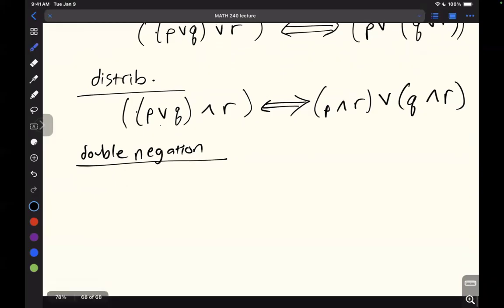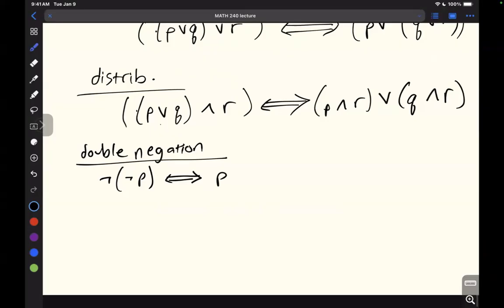We can double negate something. And so this says if we double negate P, that's just equivalent to P, right? So two nots make a no not? I don't know. All right, so that's the double negation.